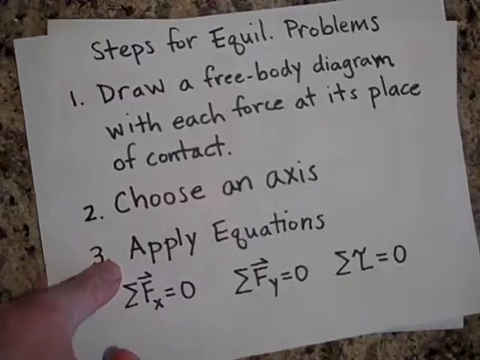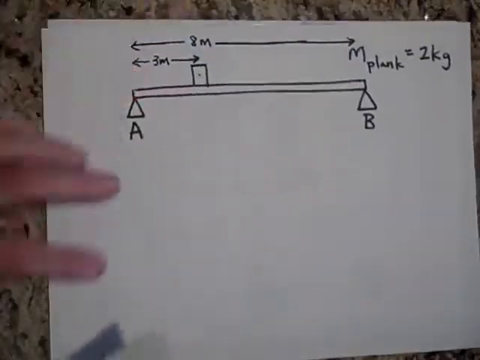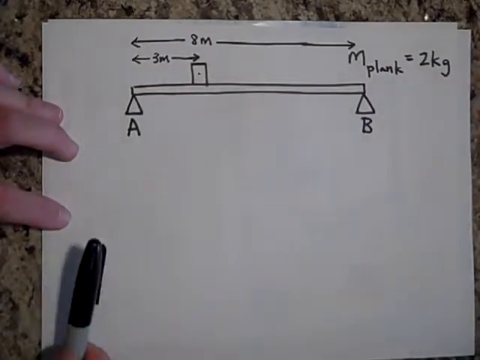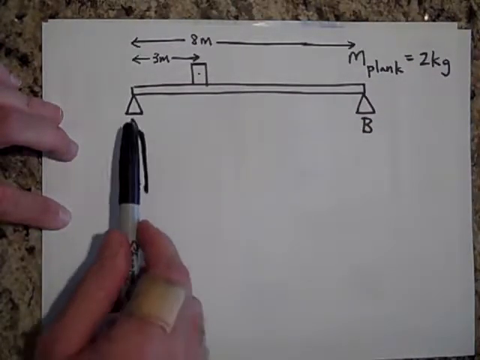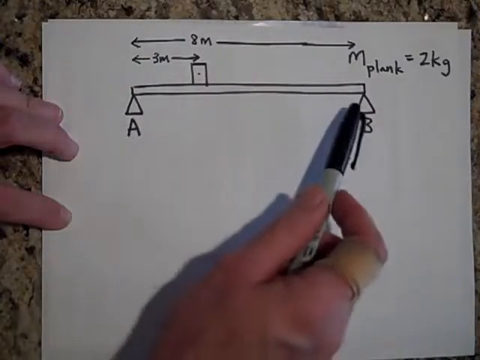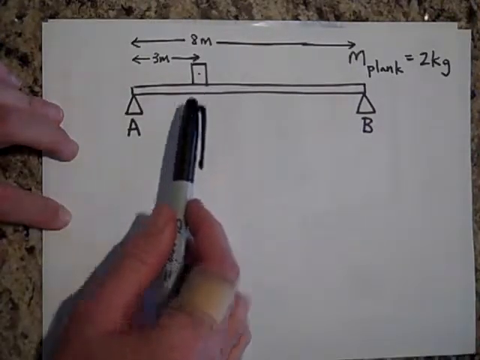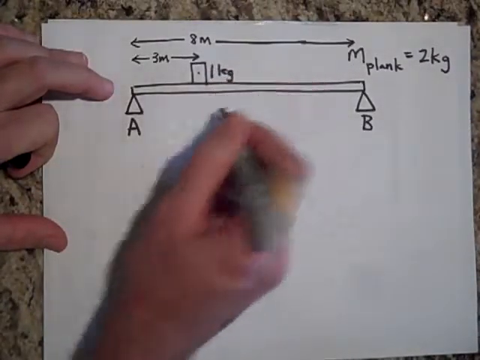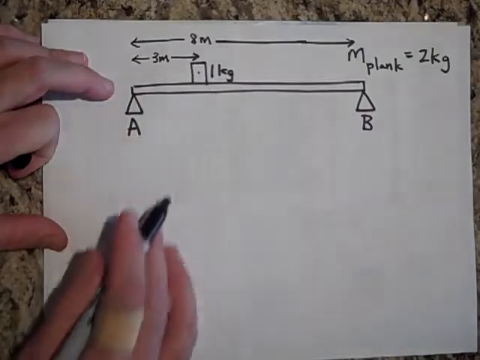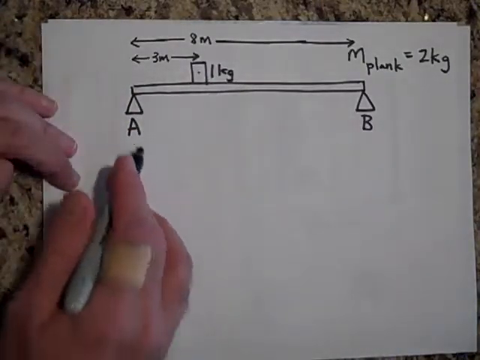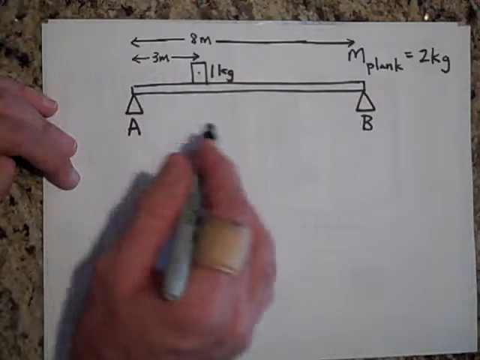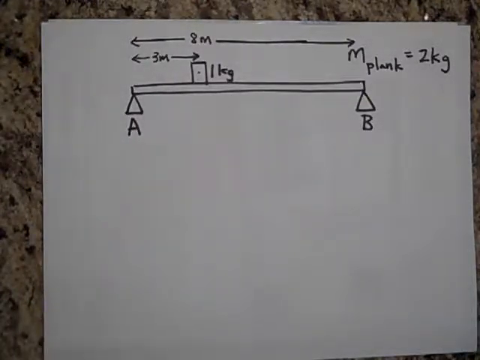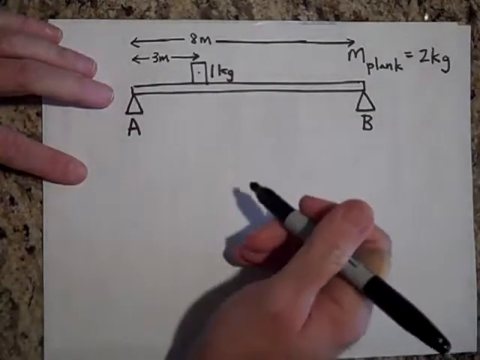Okay, let me show you how this works then. Let's say we have a plank that has a mass of 2 kilograms, and it's being supported by two supports, support A and support B, and there's a 1 kilogram object that is 3 meters from this edge. And what we'd like to know is what will be the force from each of these fulcrums if it's just remaining motionless.